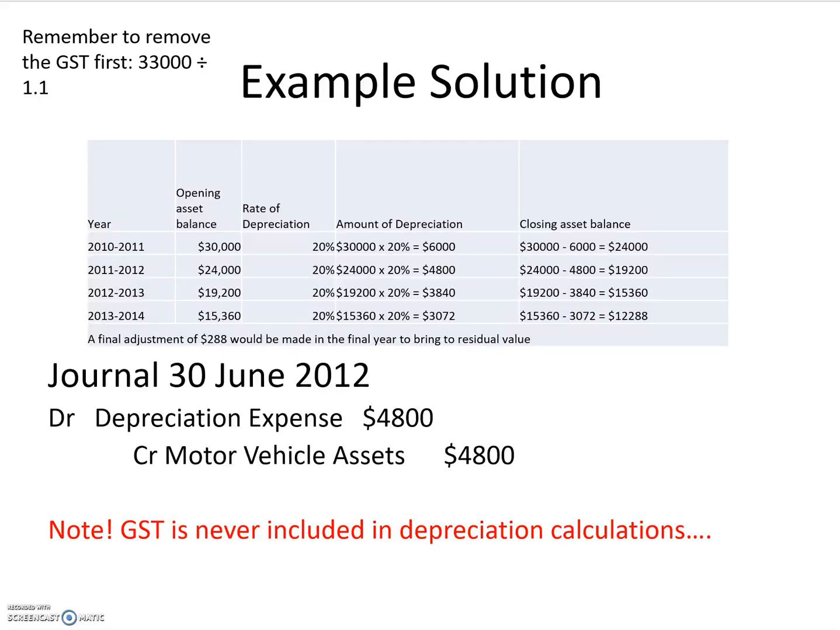So the journal that would work here is debit depreciation expense, $4,800. Credit motor vehicle assets accumulated depreciation, $4,800. GST still not included.